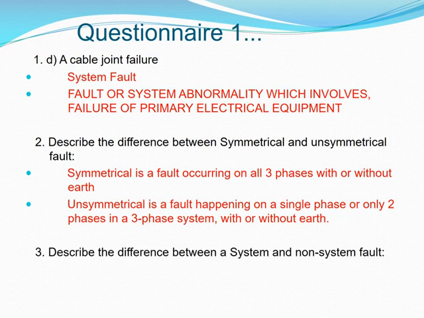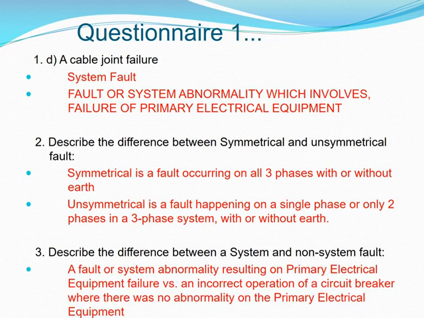Then they say we must now discriminate between a system and a non-system fault. That's what we've learned today. A system fault is a fault or system abnormality that results in primary equipment failure, where you are forced to have a circuit breaker take out that faulty section. Whereas a non-system fault would be an incorrect operation of a circuit breaker where there are abnormalities on your primary electrical equipment.